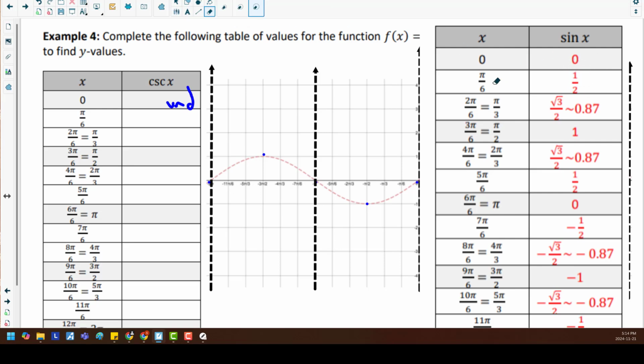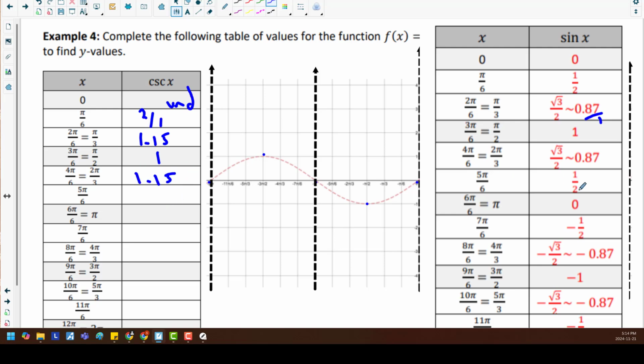Now, when it comes to sine x of pi over 6, that's 1 over 2. So cosecant is going to be 2 over 1. Pretty straightforward, right? 2 over 1. Next, we have pi over 3, which is 0.87. So what's 1 divided by 0.87? Because remember, this is over 1. Just flip it. And if you flip it correctly, you should get around 1.15. 1 over 1 is just obviously 1. This is going to be 0.87. It's the same value as the one above, so it doesn't change.